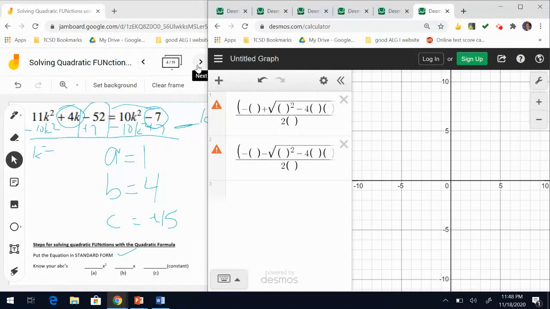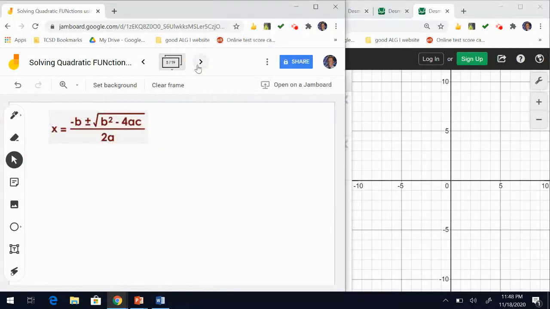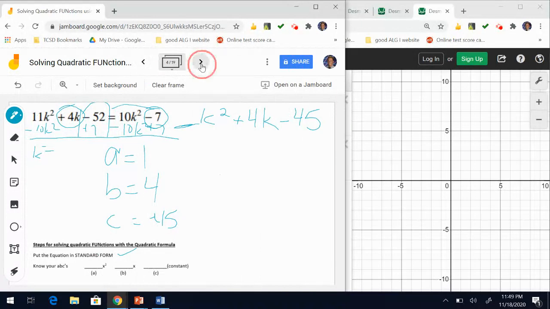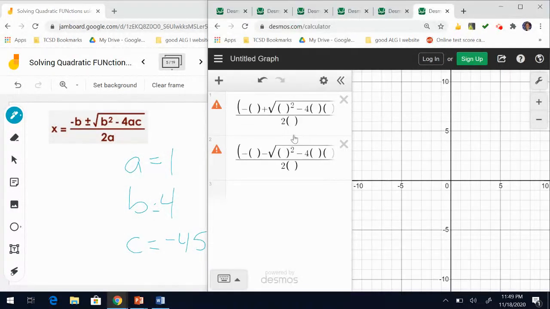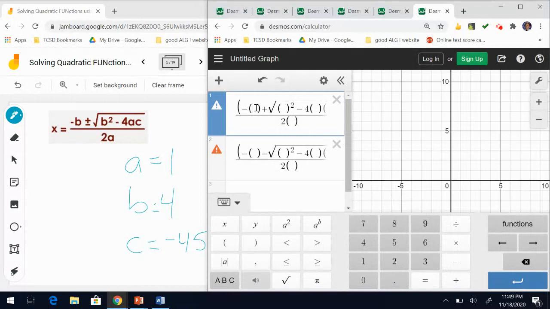Let me just write over here. My A value is 1. My B value was, I already forgot, 4. And then my C value was negative 45. So when I plug in here, I can see exactly what I'm doing. I'm going to go off of here.